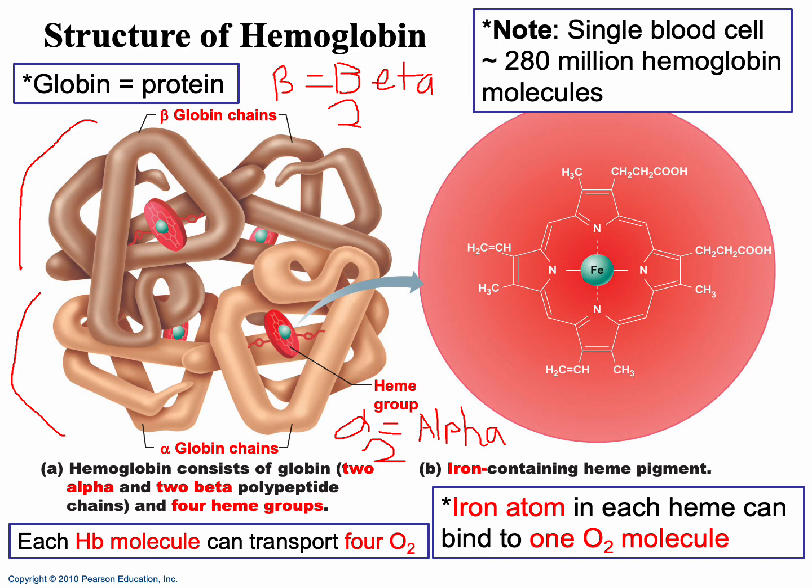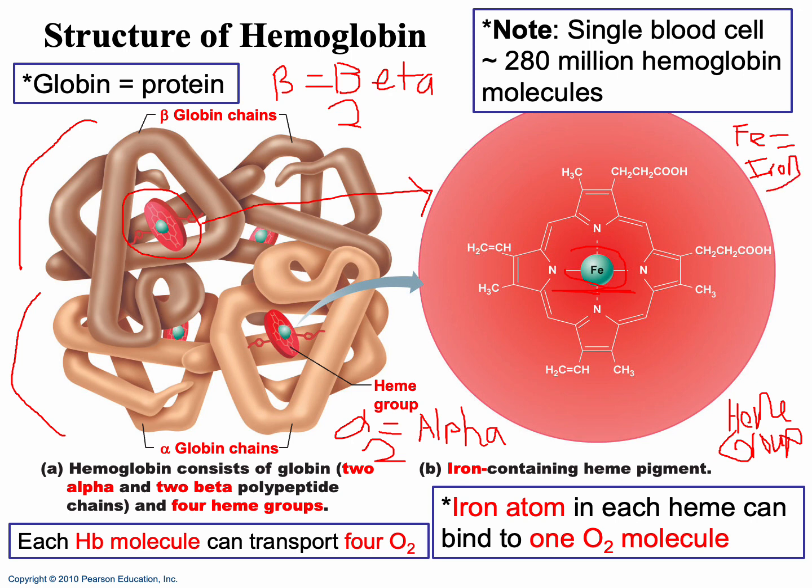Now, for each polypeptide chain, in the middle you have a heme group. If you take a look at this picture, here we have the heme group, okay? So this is our heme group. And in the middle of the heme group, you have iron, okay? So this is iron right here. So the Fe refers to iron. Very important mineral that we need.